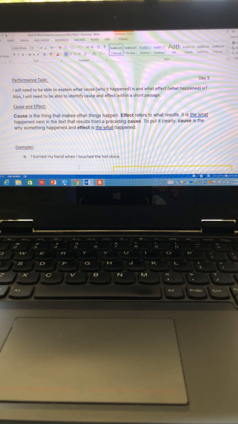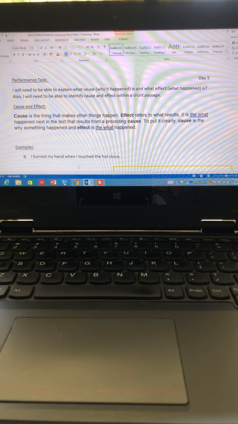Today's going to be our final day focusing on a specific text structure called cause and effect. Our performance task: I'll need to be able to explain what cause and effect is. Also, I'll need to be able to identify cause and effect within a short passage.